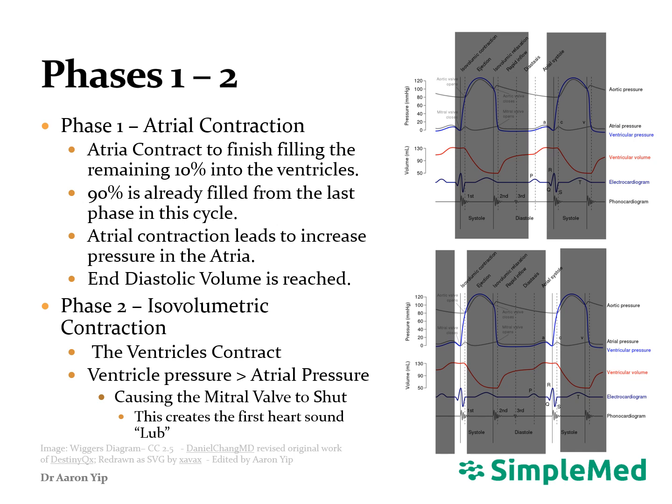In phase 2, we have isovolumetric contraction. This is when the ventricles begin to contract. During this, the ventricular pressure overcomes the atrial pressure, forcing the mitral valve to be shut. This creates the first heart sound, known as S1. At this point, the aortic and mitral valves are both closed and therefore blood cannot exit the ventricles, and thus the volume in the ventricles does not change, hence the name isovolumetric.